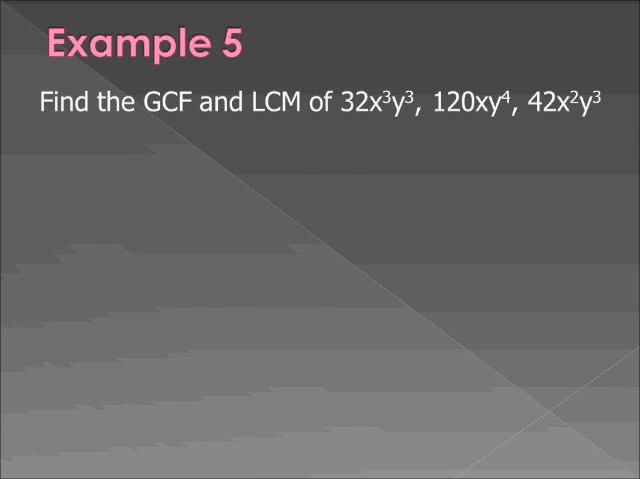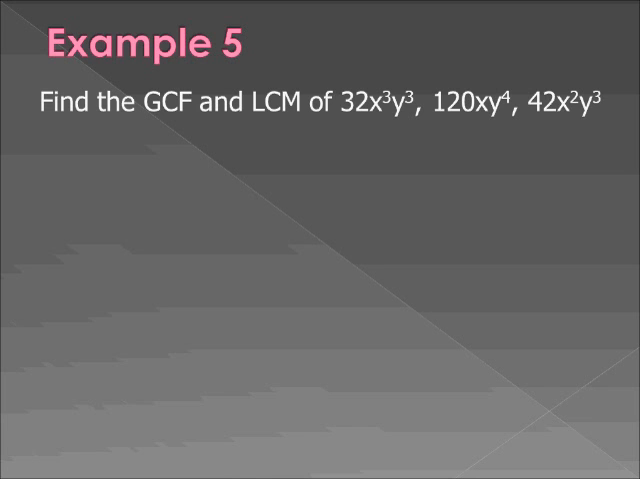Finally, we have number 5, and we have 3 monomials. Find the GCF and LCM of 32x cubed y cubed, 120xy to the fourth, and 42x squared y cubed. I will give you a chance to do this. When you're ready to go, I would encourage you to resume the video.